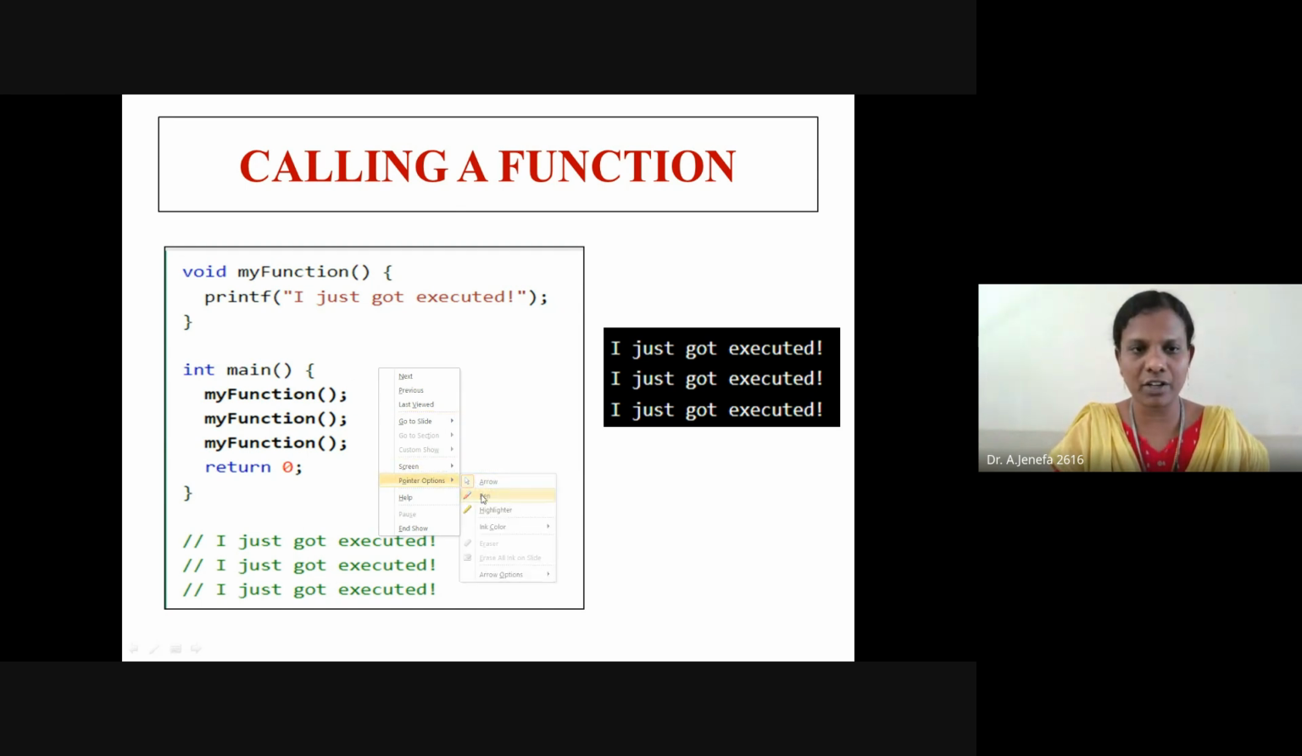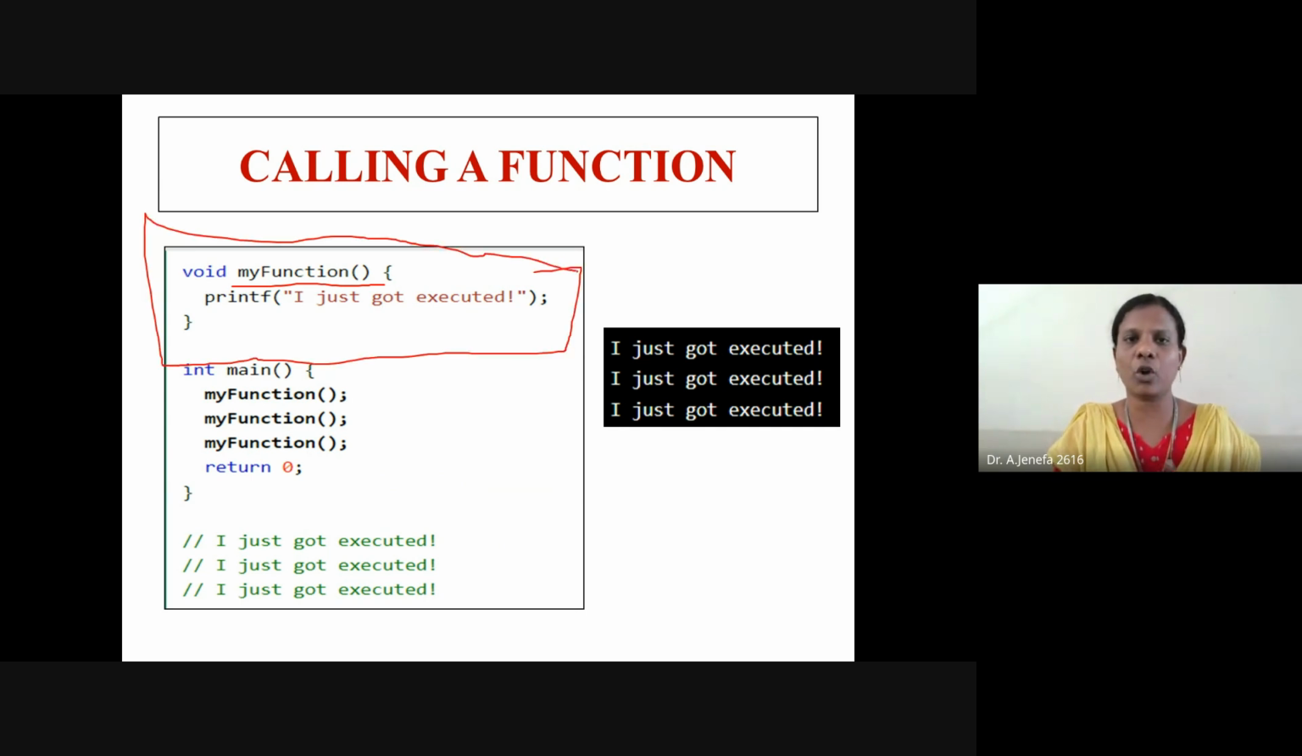I have a user-defined function whose name is my function out, and the definition code is given inside. So what is my definition code? Simply I am printing a statement: I just got executed. See the main program, I have 3 function calls.